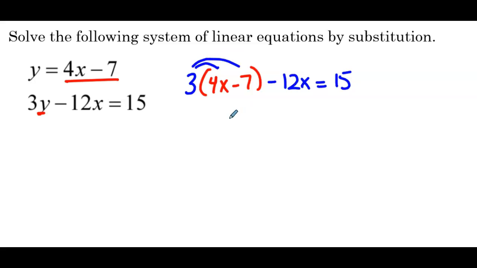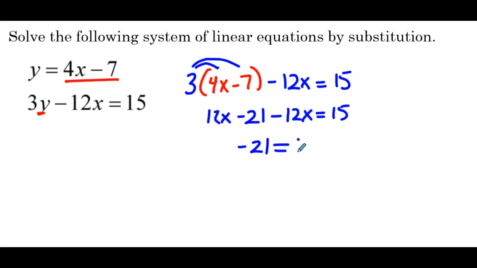So start by distributing. 12x minus 21 minus 12x equals 15. Combining like terms on the left-hand side, we have negative 21 equals 15. So what we notice is the terms with x in them simplify. They cancel out. And what we're left with is a statement that is not true. So what does that mean about the solution of this system of linear equations? That means there is no solution. So we have no solution here.